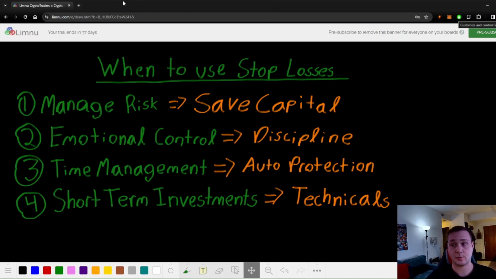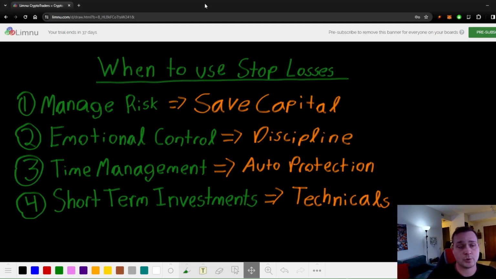So we'll start here with when to use a stop loss. First and foremost, we're going to be using it to manage risk. So we use it to limit potential losses and protect our capital. Setting a stop loss is going to ensure that we exit a trade if the price moves against our position and beyond a certain point. So it would prevent significant losses and potentially even a liquidation if you're trading on margin.